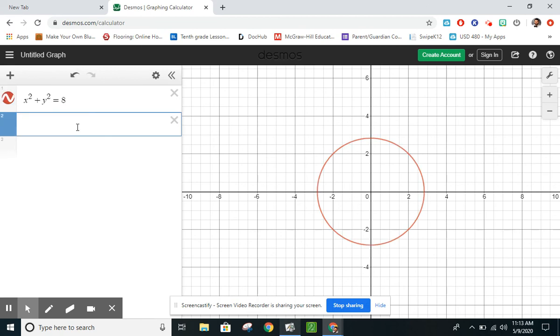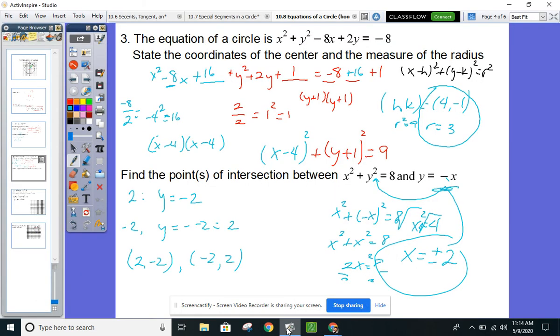Well, let's bring in that other equation. The other equation was y equals negative x. Look at that, it intersects at 2 points: (2, -2) and (-2, 2), as we said earlier. So those are the 2 points of intersection there.